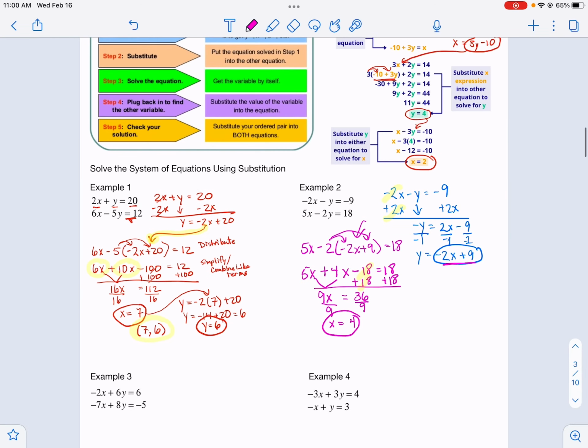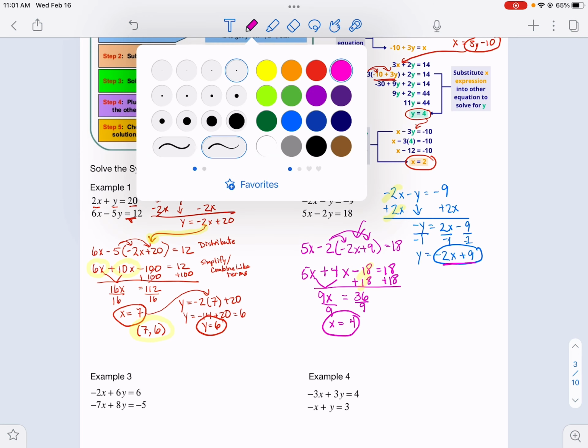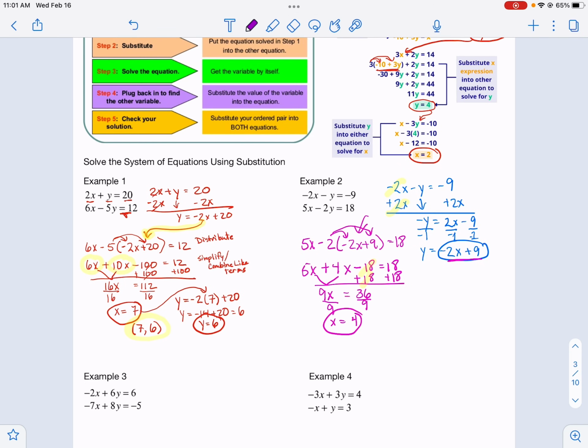All right, let's go back and look at our steps. We substituted, we solved the equation. Now we're going to do step 4, plug back in to find the other variable, because we have to figure out what y is. I'm going to use that equation I already had. I'm going to do it in purple. y is equal to a negative 2, and now that goes right there, times 4 plus 9. That's y equals a negative 8 plus 9. Negative 8 plus 9 is the same as 9 minus 8, which is 1. So y is equal to 1.